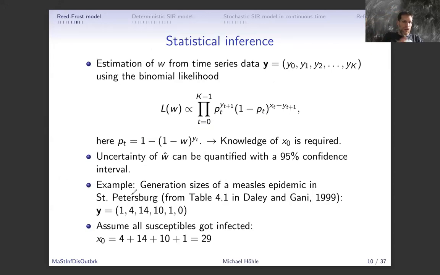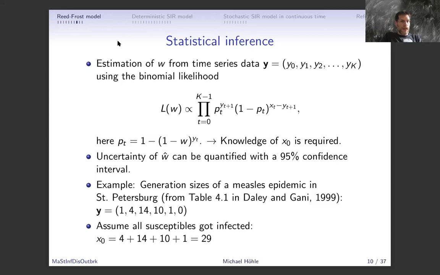There's an example from a measles epidemic in St. Petersburg in a small community. In the first generation there was 1 initial infected, then it was 4, then 14, then 10, then 1, and then the epidemic died out because there were no infectious anymore. There it was 0. So that's when it stopped.